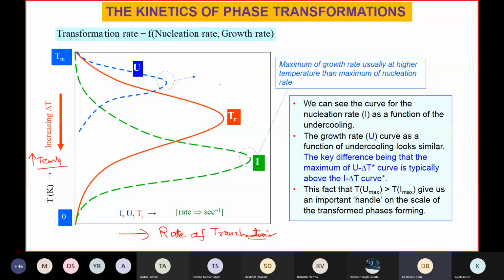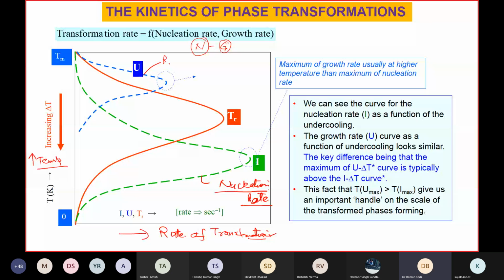We have said that a new phase that is growing, that is developing, will have two parts to its growth and development. One of them is nucleation, and the second one is growth. It will nucleate and then it will grow. Now, the rate at which the nucleation happens is shown here with the help of this green curve. Nucleation rate. The rate at which the nucleation is happening is shown with this green curve.